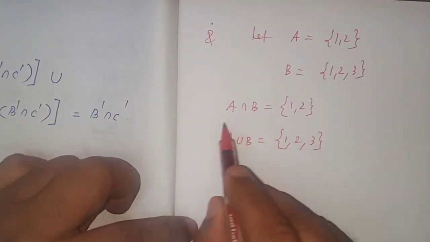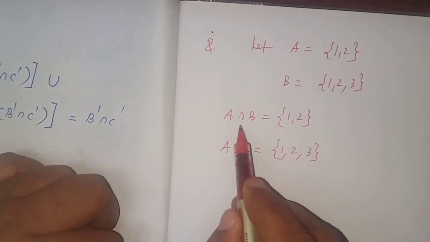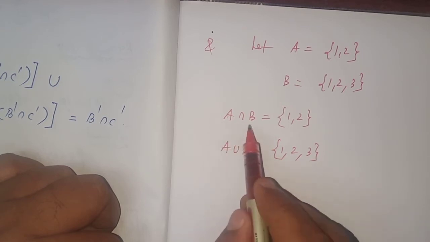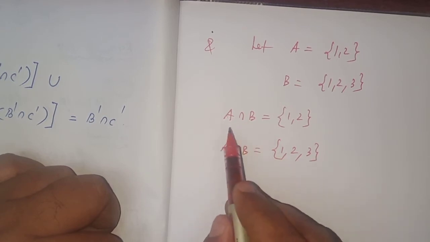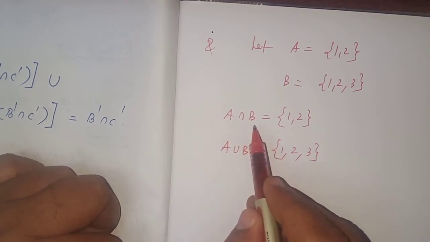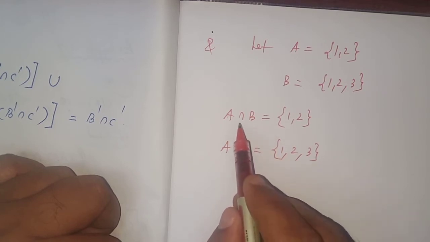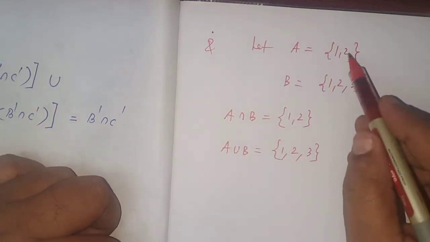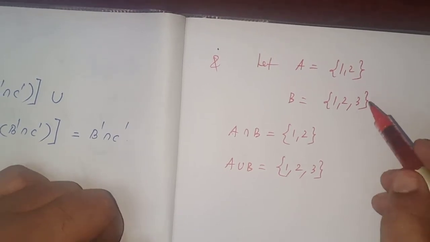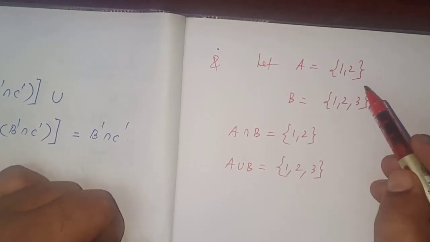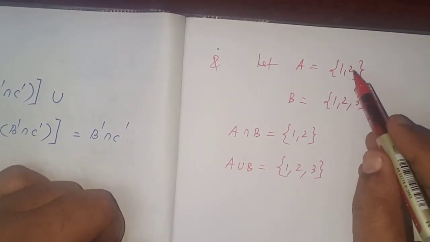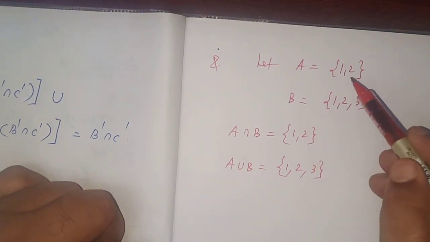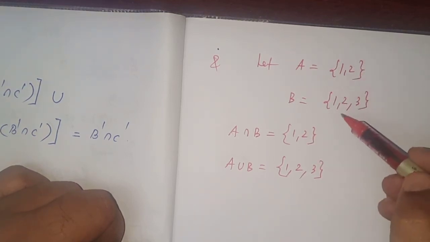A intersection B: whenever intersection comes, when comparing the two sets, which set has fewer elements? That will be the result whenever intersection comes. Out of these two sets, which set has fewer elements? Here 2 elements, here 3 elements. So that is A. Condition: the elements of A must be in set B.